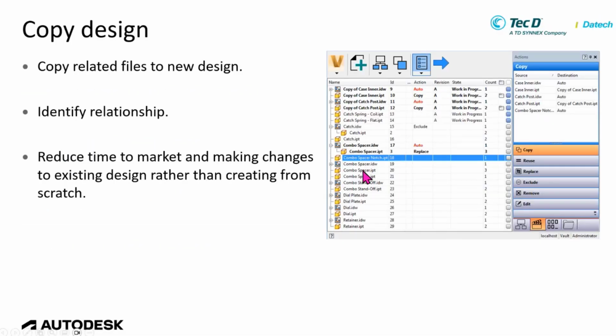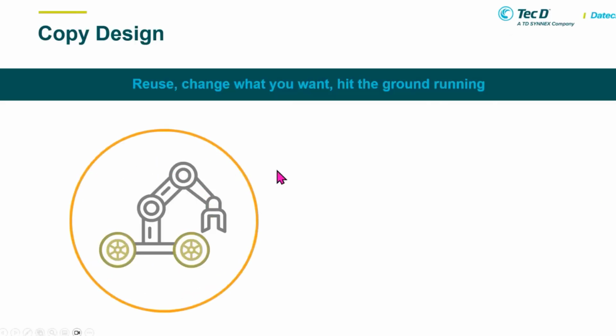Okay, so a copy design is just like how it's named. It's used to copy a design. You know how Inventor can identify the relationship between projects and assemblies, right? So we can use that information to create, duplicate, and also change the relationship between the parts to the assembly and to the projects. So something like this, we can reuse and change whatever we want.